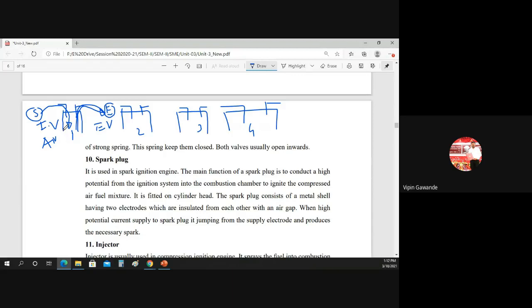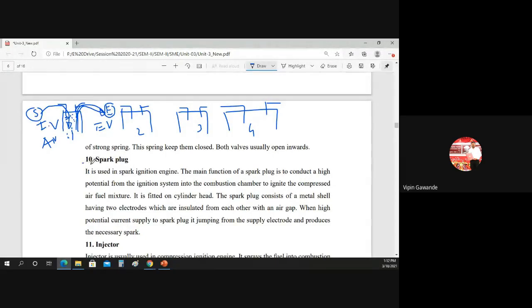Okay, so during the suction stroke, the inlet valve opens, and the air fuel mixture enters into the cylinder. Then during the exhaust stroke, the exhaust valve opens, and the combustible gases are removed from the cylinder. Okay, so they get removed.